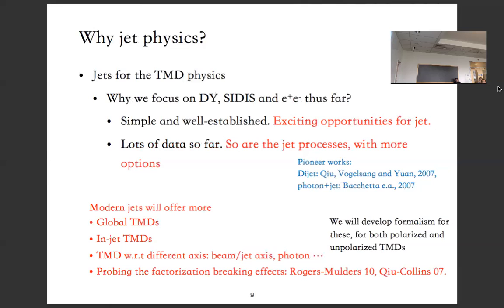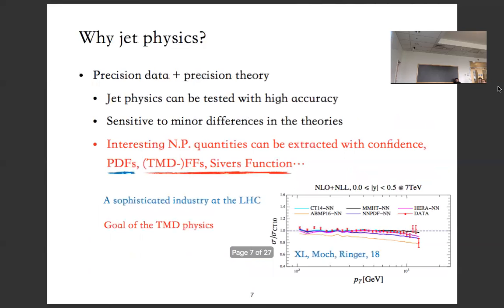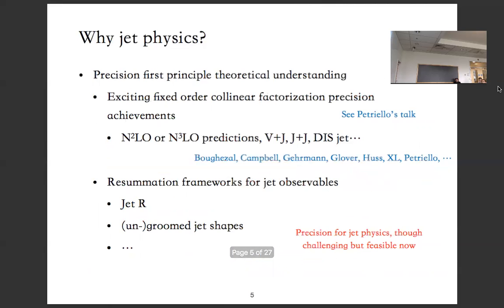Nowadays, dijet, single inclusive jets, DIS jets, vector boson plus jets, and Higgs plus jets are known to next-to-leading order. I also need to mention that here next-to-leading order is fully differential, fully differential in all kinds of jet kinematics. So you can directly compare the experimental results with the fixed order calculation. You can apply any infrared safe cuts on your calculation without any problem. It's fully differential.